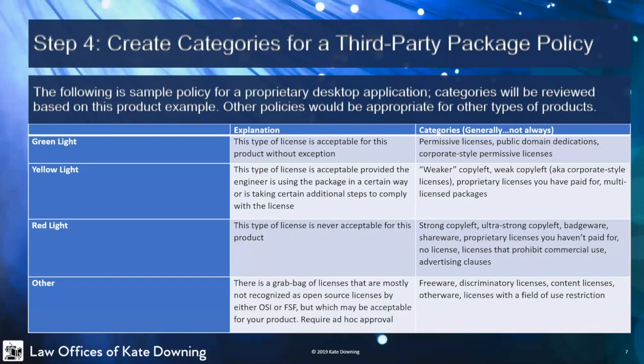With respect to red light, it's the opposite. It's your blacklist. Under no circumstances should you be using these particular licenses in the product. But the bulk of where we're going to spend our discussion time is in the yellow light area. These are licenses where the answer is, it depends. The license may be appropriate depending on either how that particular package is being used or on additional compliance steps that your engineers are either willing or not willing to take. So that's probably where we're going to spend the bulk of our time today.